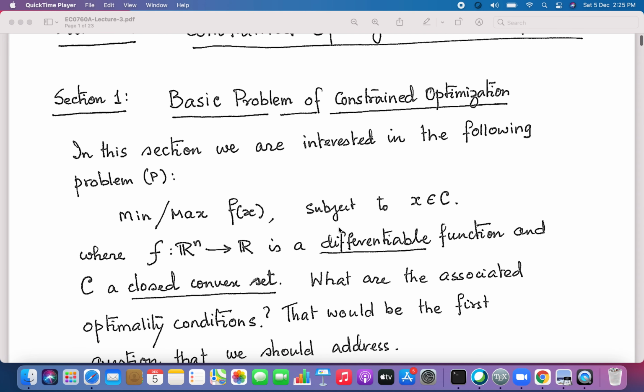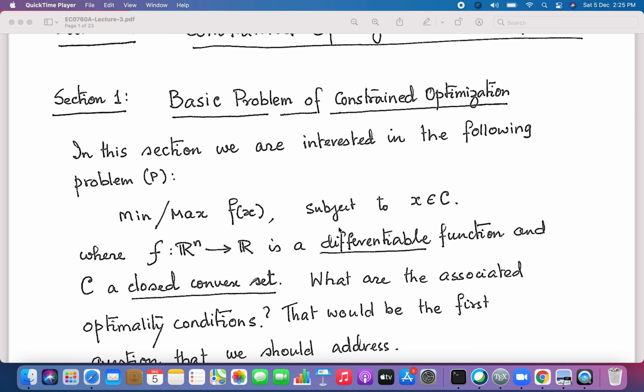So here is a problem. I'm sorry I couldn't give you the text file. The text file has been typed because there are too many things at the same time. So I hope you would be able to read this kind of notes. Here I either minimize or maximize a function f subject to x in C, where the function f from Rn to R is a differentiable function and C is a closed convex set.